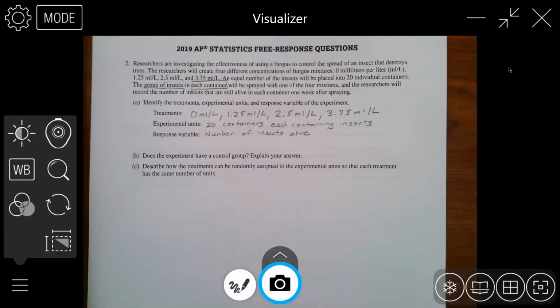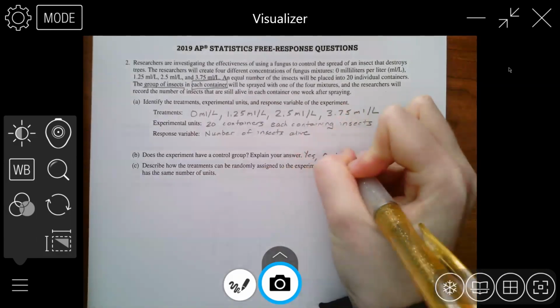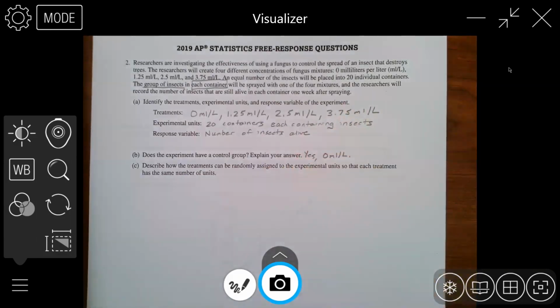Nice. All right, does the experiment have a control group? All right, so what do you guys think? Let's answer yes or no, and then who can identify the control? Again, this one is not meant to be too difficult here. Yes, good. Yep, and we've got it, the 0, correct, okay? So that's a yes, 0 milliliter per liter, and I swear to you, that is an answer. Okay, that is an answer.